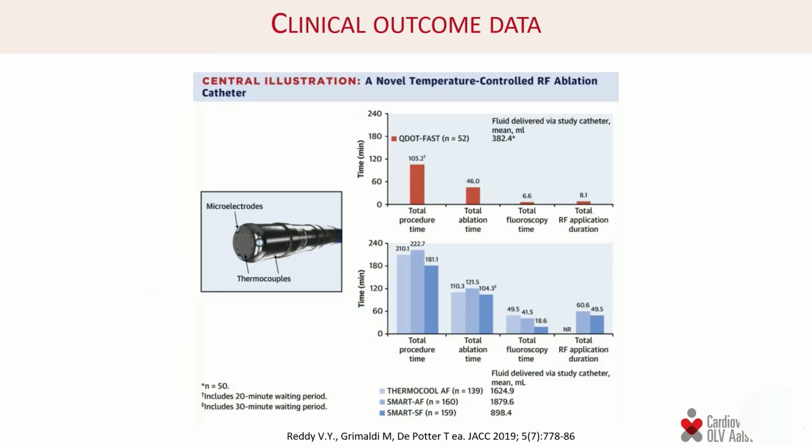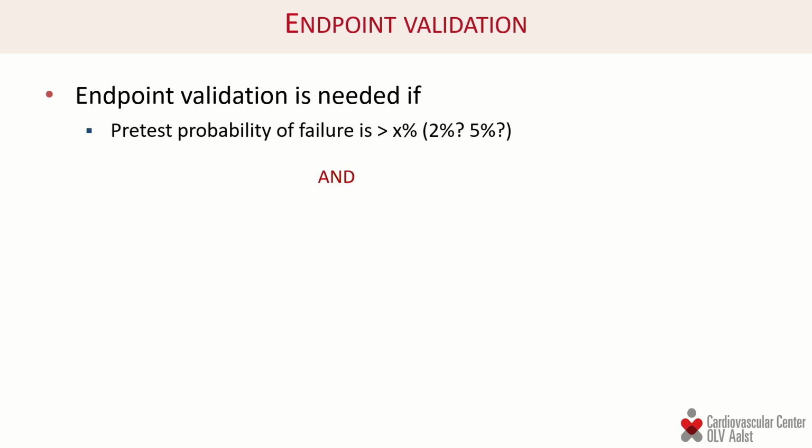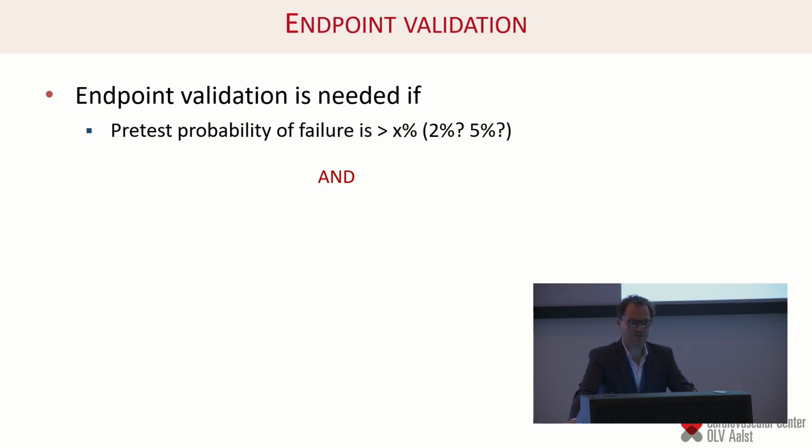And then endpoint validation, I told you we skipped endpoint validation, and at least we skipped adenosine validation. Why did we do this? Endpoint validation is useful if you think that there is a reasonable chance that your strategy failed.